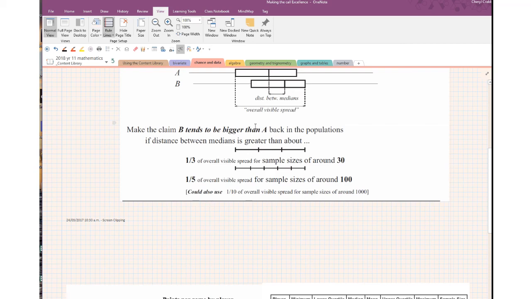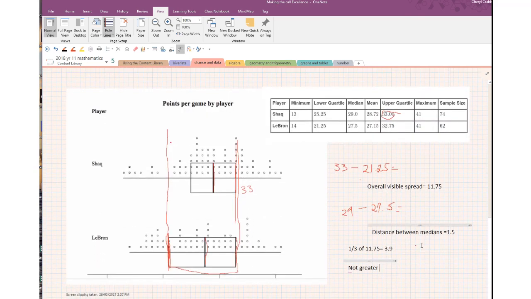We can make a claim that one tends to be bigger than the other, or that there's a difference back in the population, if the distance between the medians is greater than about a third of the overall spread. Well, this 1.5 is not greater than a third of the overall spread. We could have made that decision because we know there's so much overlap between these two boxes, and one median is inside the box of the other. So all those things point to that. But if you want to do an excellence explanation, you've got to talk about the one-third.